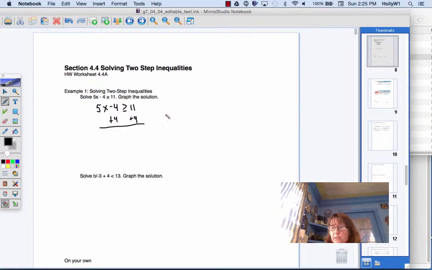So this is the addition property of inequality. And remember, that one just basically says that if you add something to one side, you have to add it to the other side. So here we're going to undo the subtraction.